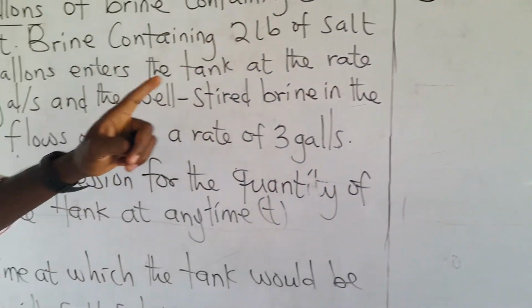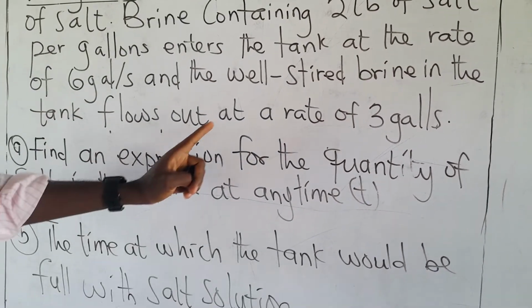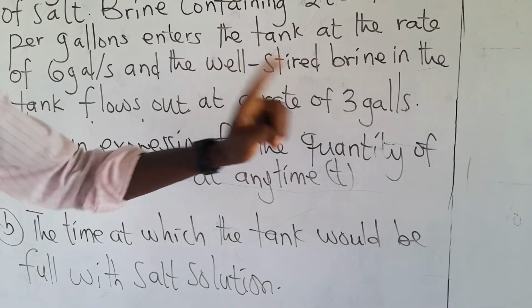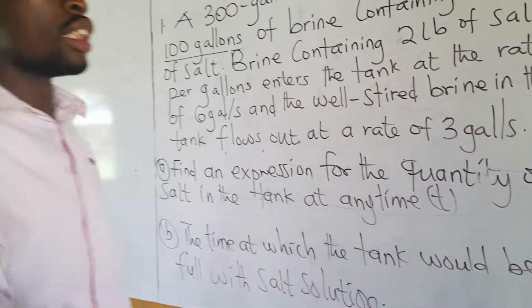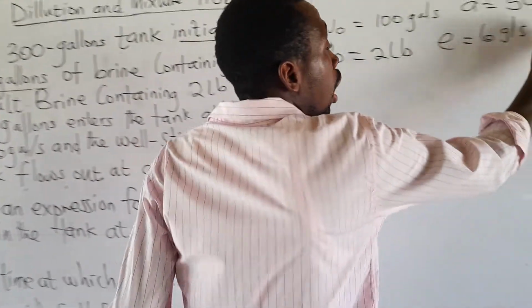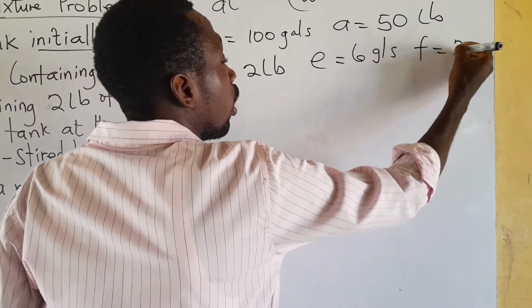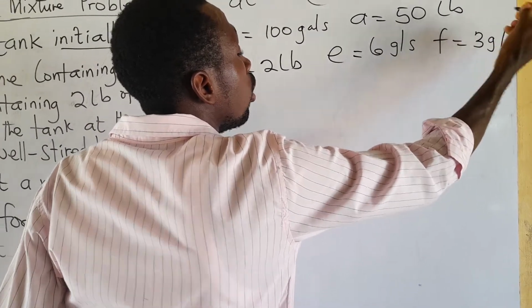Then the well-stirred brine in the tank flows out at a rate of 3 gallons per second. So that's our F, the rate at which it comes out. So we say our F is 3 gallons per second.